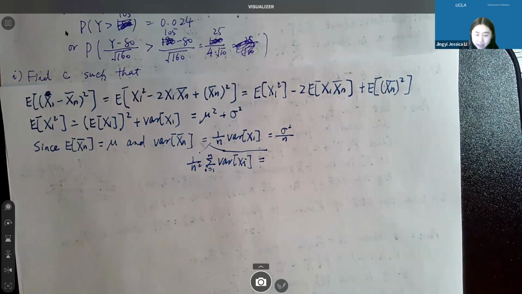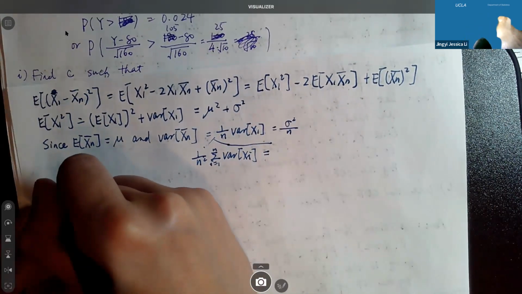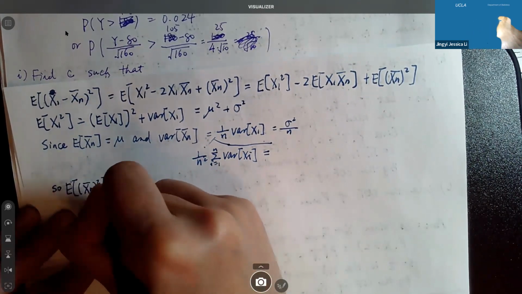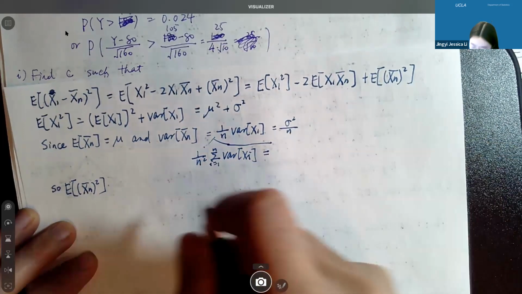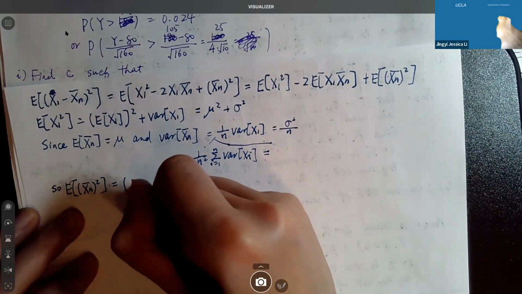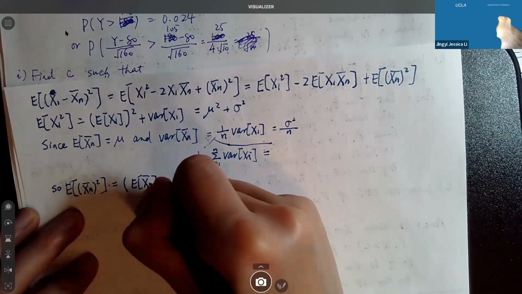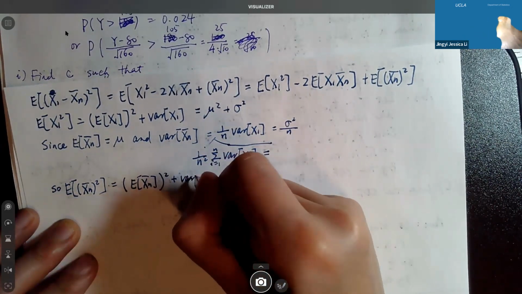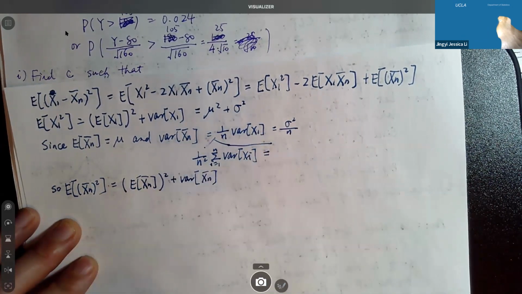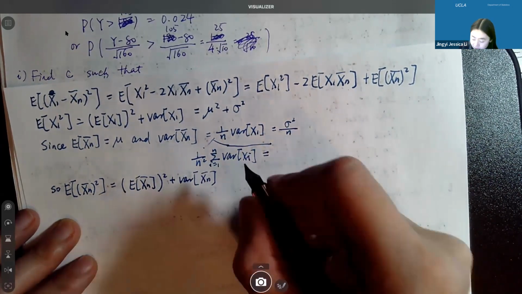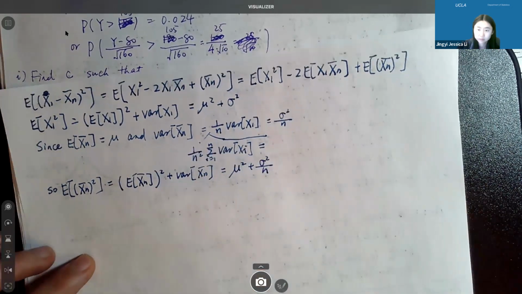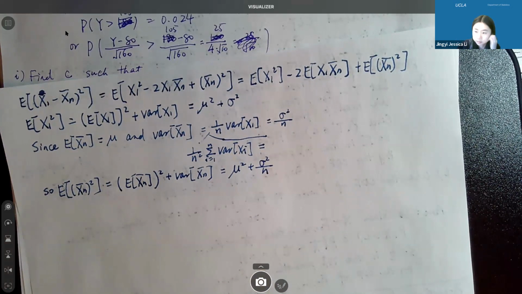Okay, so given X̄n's mean and variance, the expectation of X̄n squared, our third term here, is equal to the square of the expectation of X̄n plus the variance of X̄n. All right, and then I get mu squared plus sigma squared over n. So I'm done with the third term.